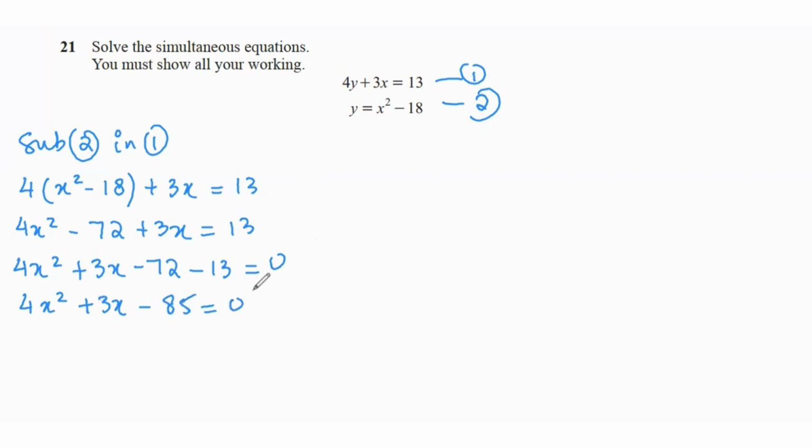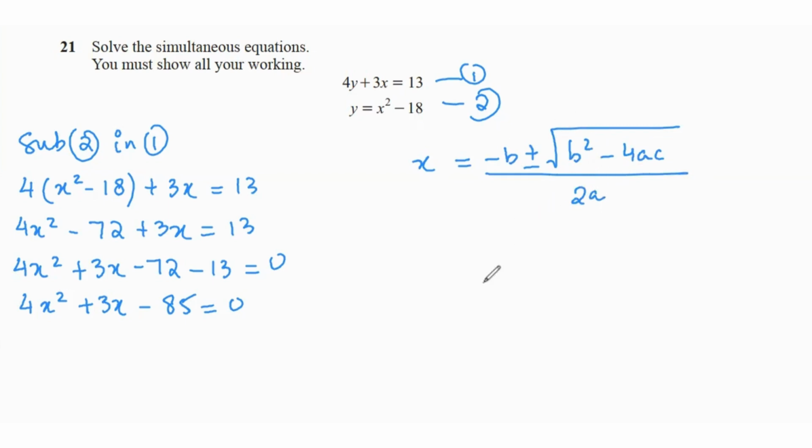Now you can see that we have a quadratic equation, and you can solve this quadratic equation either through middle term breakage or using the quadratic formula. Since most people prefer the quadratic formula, I'm going to use that. The quadratic formula is x equals negative b plus minus square root of b squared minus 4ac over 2a.